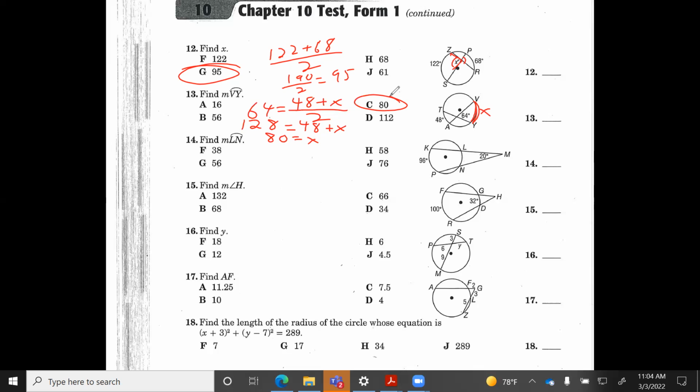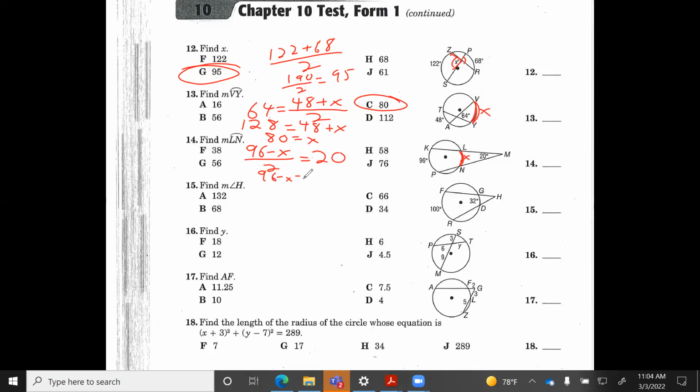All right, 14, find measure of LN. That's that piece there, so I'm going to call that x. Now this one is on the outside of the circle. So now this is where instead of adding, we did what again? Subtract. So we have 96 minus x over 2. Again, we have the angle measure, it's currently equal to 20. And we're solving. Get rid of that 2 again by multiplying it over to the other side.